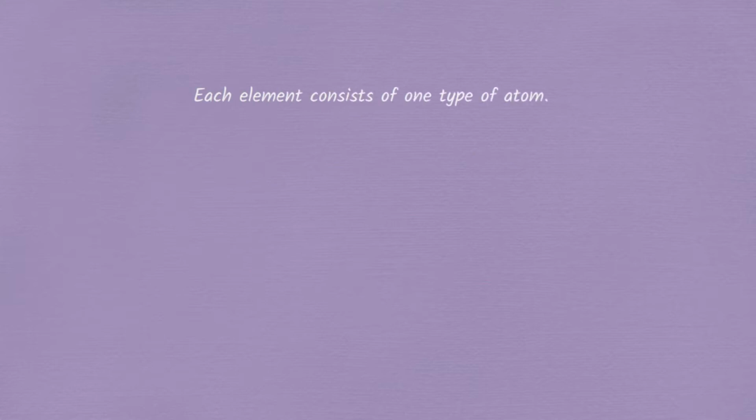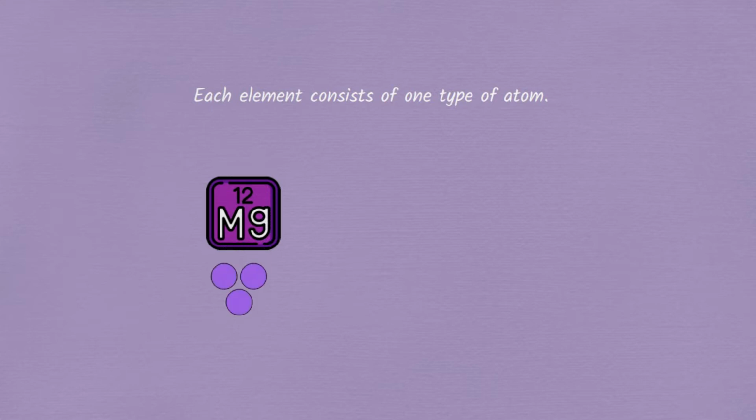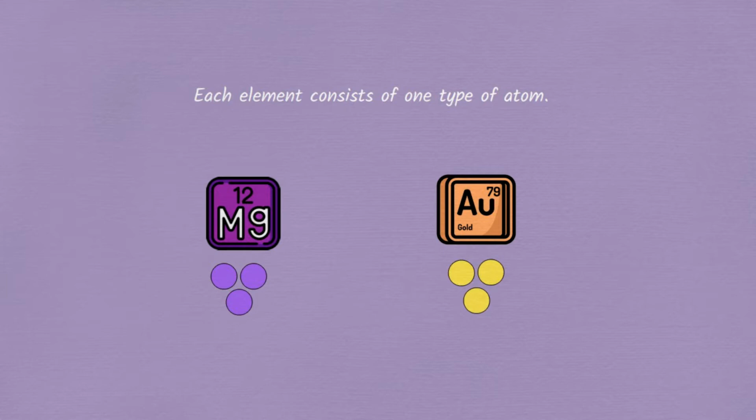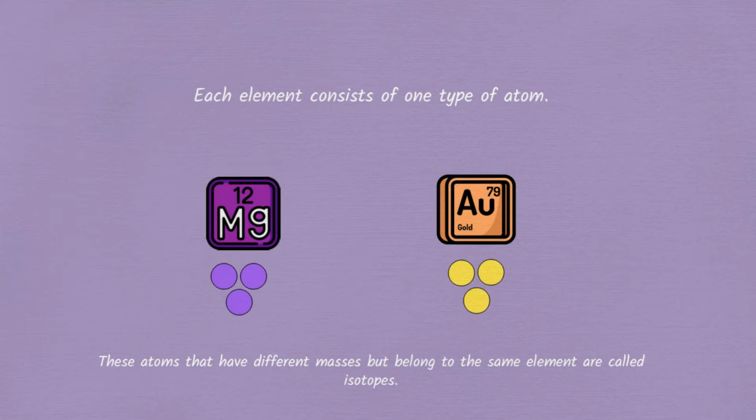Each element consists of one type of atom. For example, the magnesium element is composed of magnesium atoms and the gold element is composed of gold atoms. But often in a natural environmental sample of an element, the constituent atoms don't have the same mass. These atoms that have different masses but belong to the same element are called isotopes.